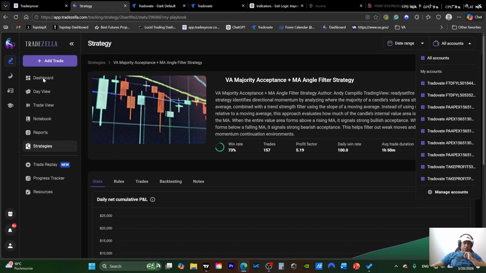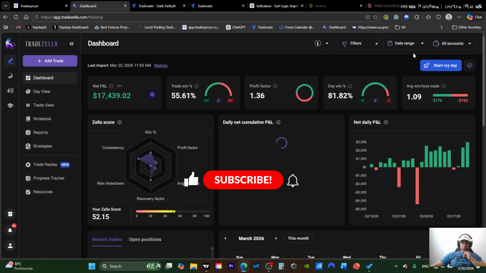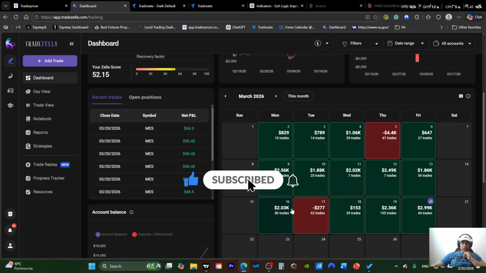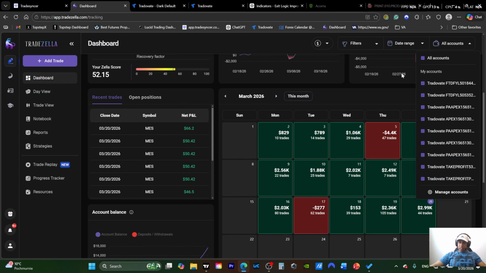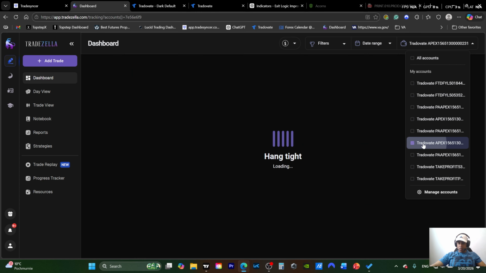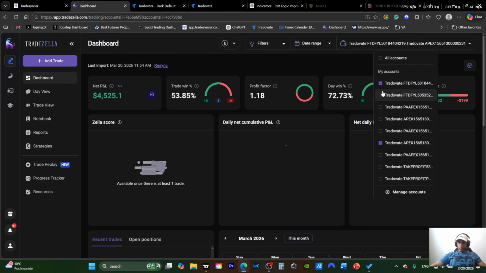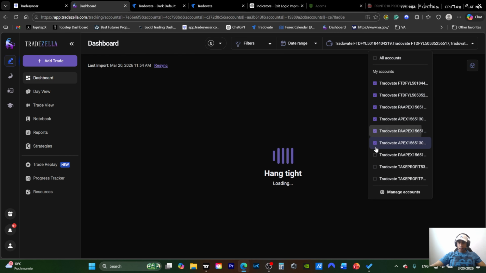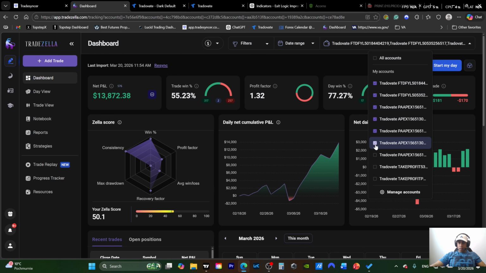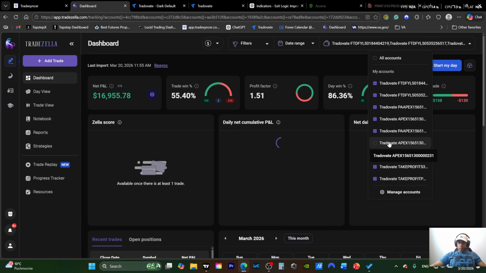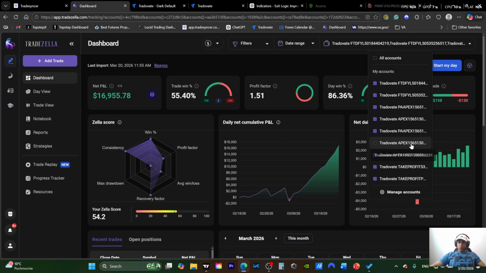If I click on all accounts, this was a green day, but one account had a red day because I started messing up with it. It was an evaluation account. I think it's this one. Oh shit. I hate the daily loss limit on this one. I tried to pass it in one day after it was already green on this account.